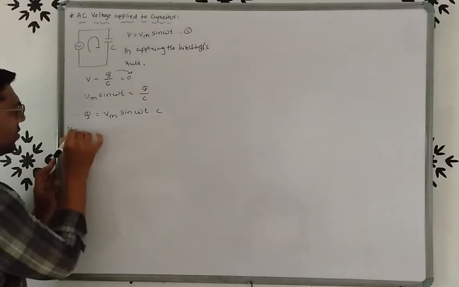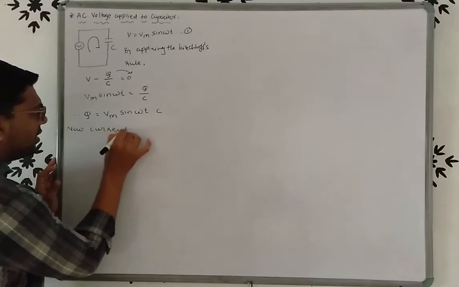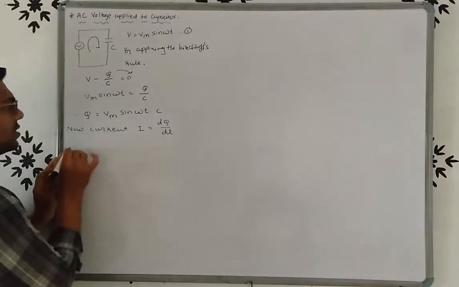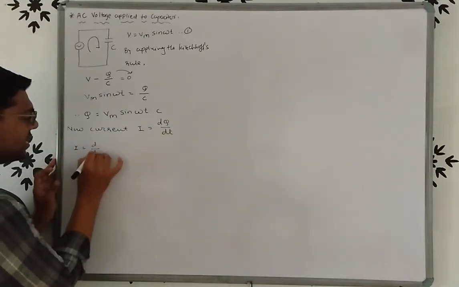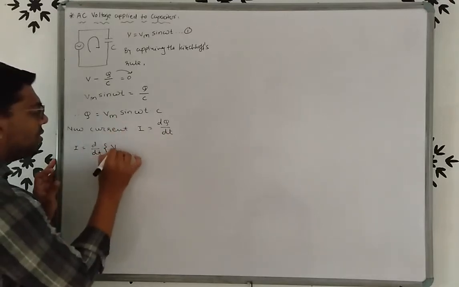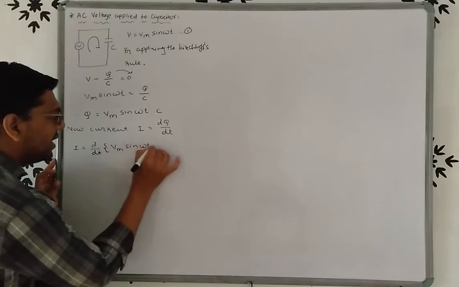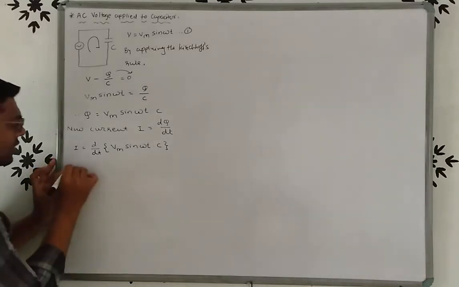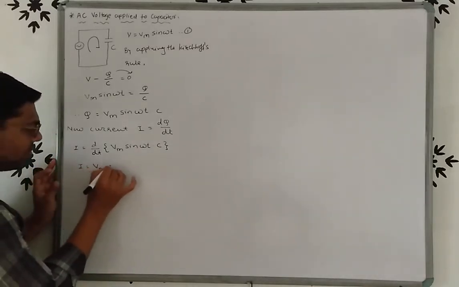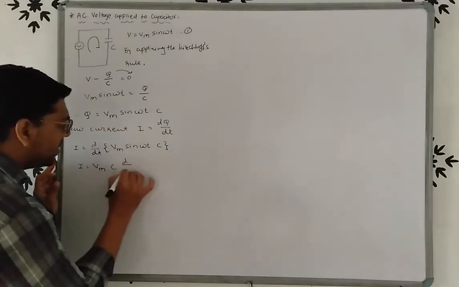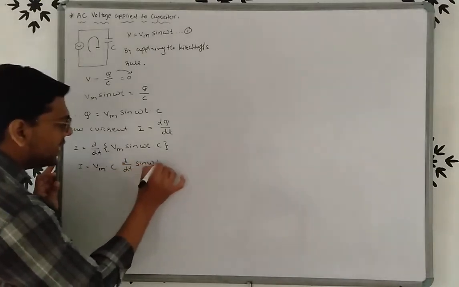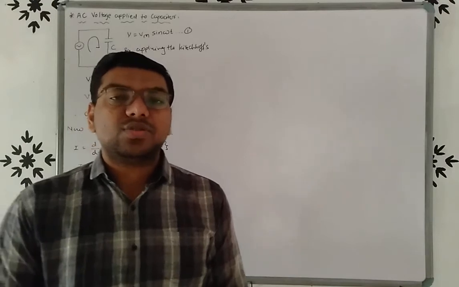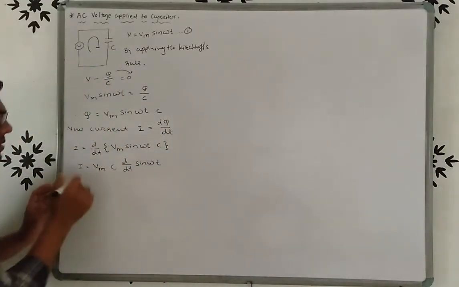Now current I is equal to dq by dt. So I is equal to d by dt of Vm sin omega t into C. Here Vm and C are constants. So I is equal to Vm into C times d by dt of sin omega t. Now friends, we already know the derivative of sin theta is cos theta.